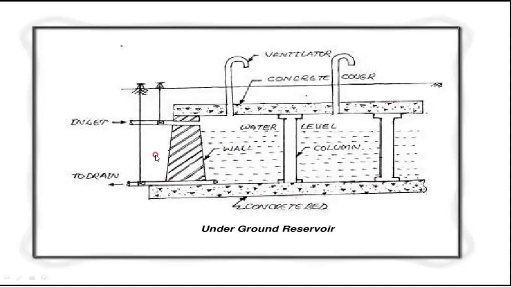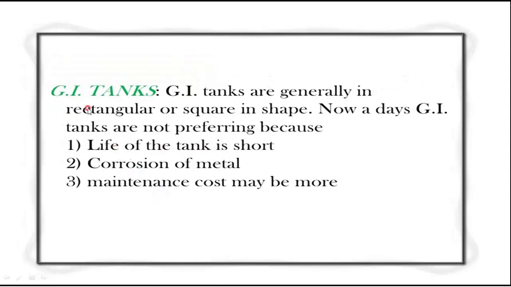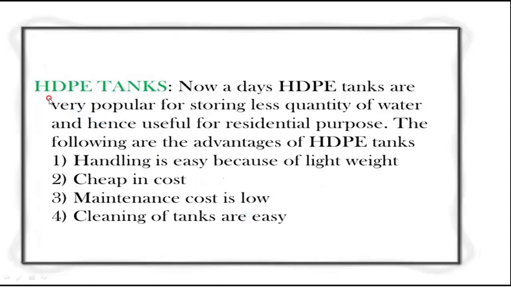This is your surface or ground reservoir. And types of tanks: RCC tanks, they have a long life, very little maintenance, decent appearance. And GI tanks, they make it using some metals. Life of a tank is short because corrosion of the material happens, and maintenance cost may be more. Then HDPE, nowadays these tanks are used. Handling is easy because of lightweight, and cheap.